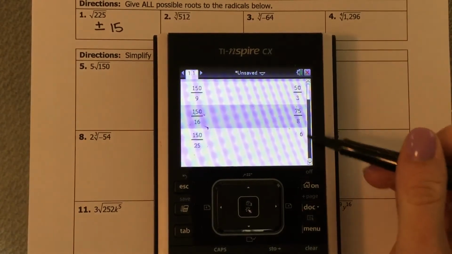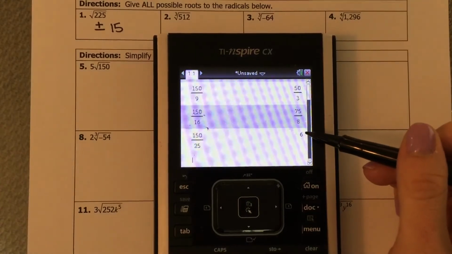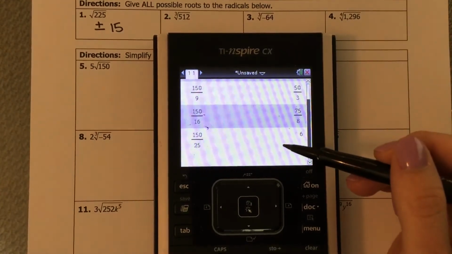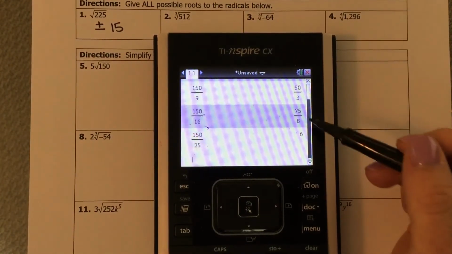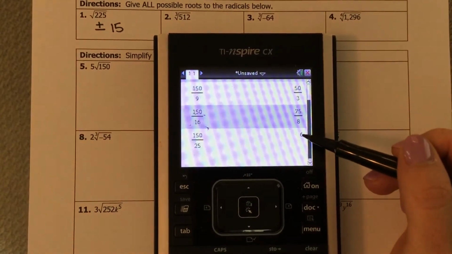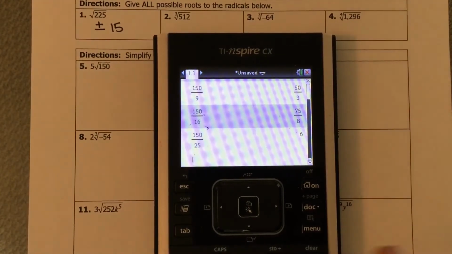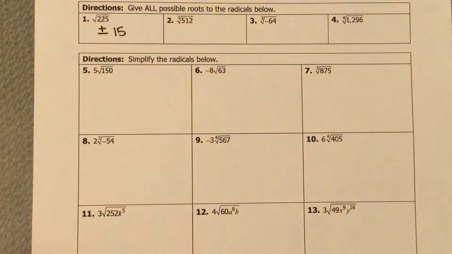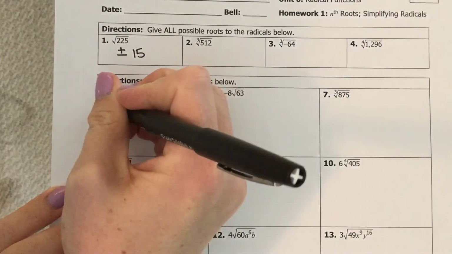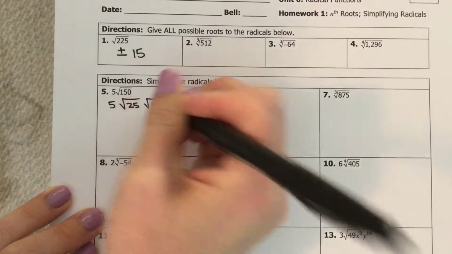If this number still has a perfect square factor, you didn't go far enough. Okay, so the trick that I'm showing you, you don't just automatically go with the first one that you find. You have to make sure that the remainder doesn't have any perfect square factors, and 6 doesn't. It's a multiple of 2 and 3, and neither one of those are perfect squares. So 150 breaks down into 25 times 6. So we write the 5, and then we write the square root of 25, the square root of 6.